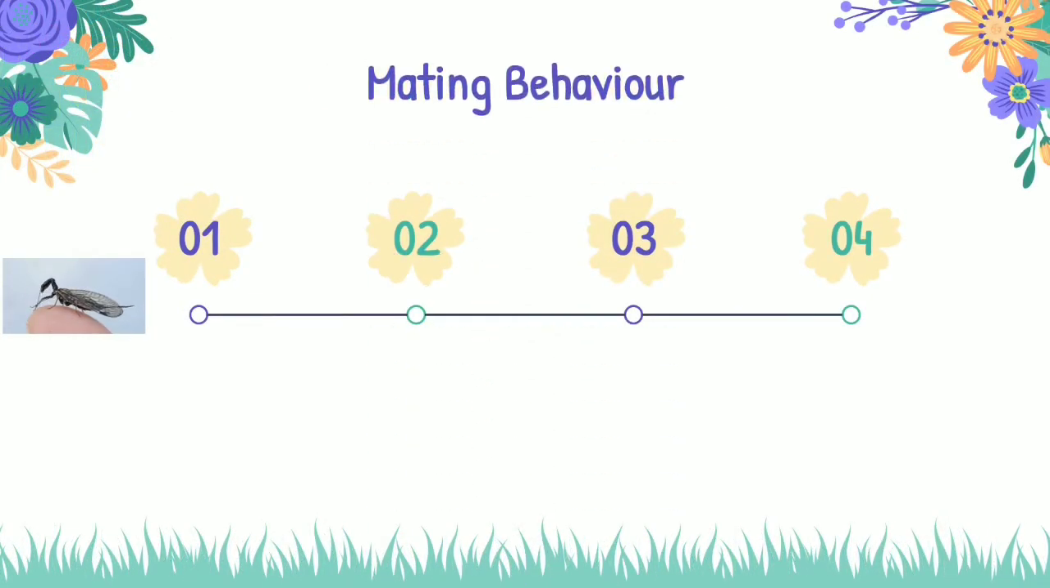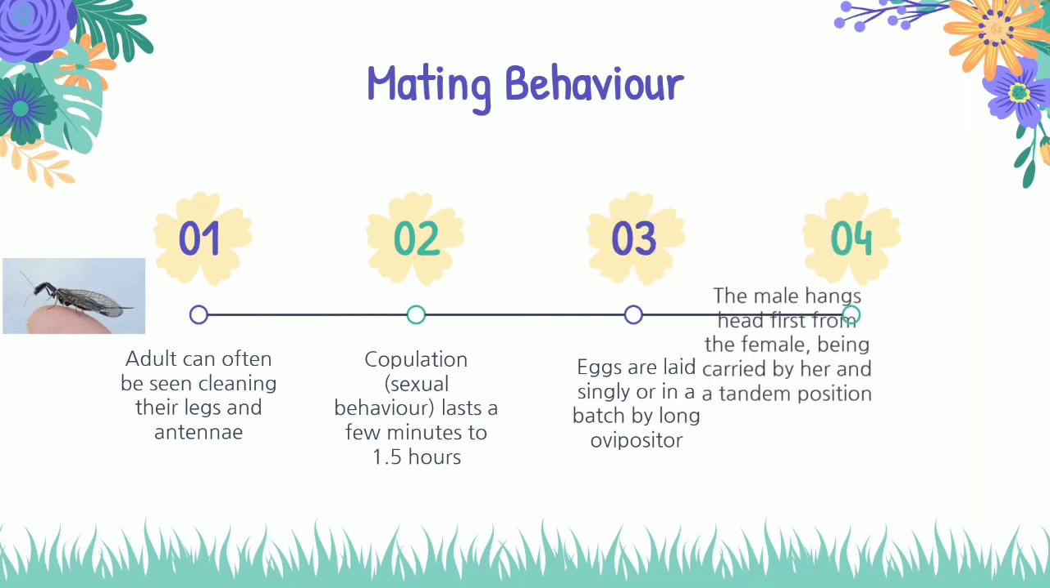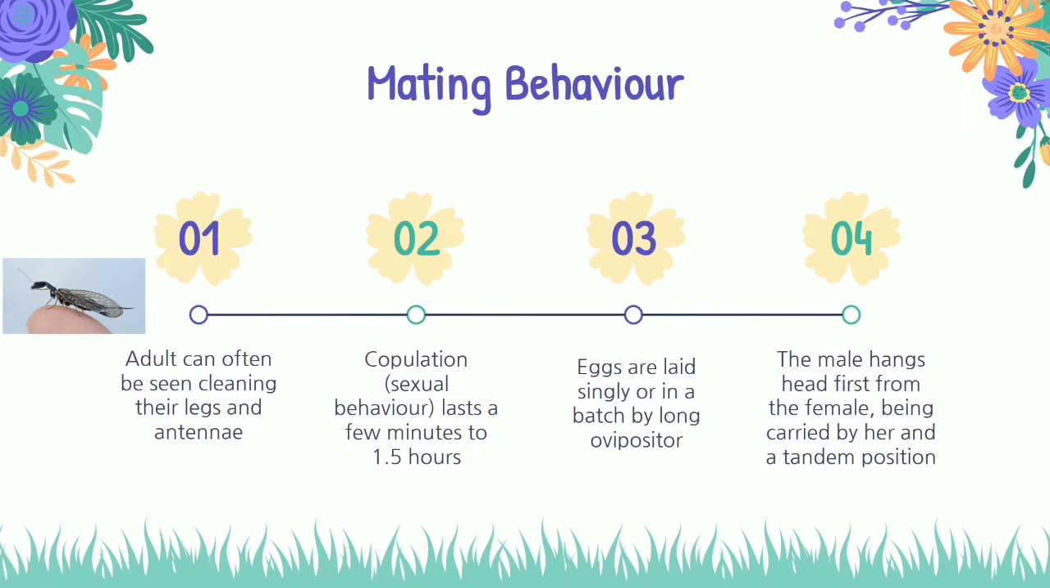Mating behavior. Adults can often be seen cleaning their legs and antennae. Copulation. Sexual behavior lasts a few minutes to 1.5 hours. Eggs are laid singly or in a batch by the long ovipositor. And the male hangs head first from the female, being carried by her in a tandem position.